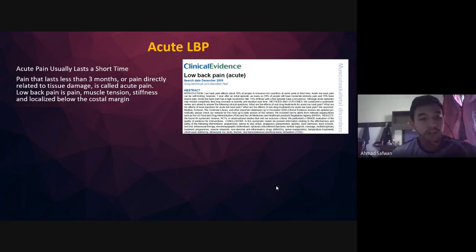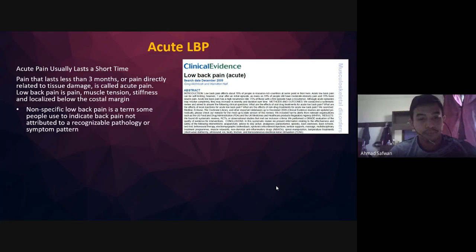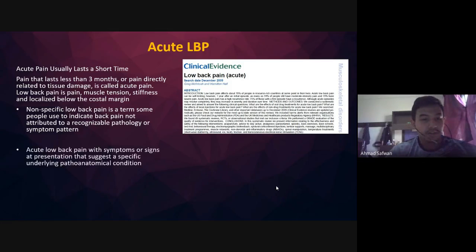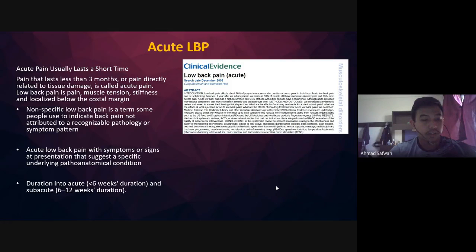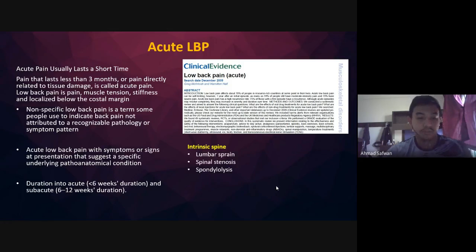Low back pain is pain, muscle tension, and stiffness localized below the costal margin. Non-specific low back pain is a term some people use to indicate back pain not attributable to a recognizable pathology or symptom pattern. Next is acute low back pain with symptoms or signs at presentation that suggest a specific underlying condition. Lastly, the duration of an acute injury is less than 6 weeks, and a subacute injury is within 6 to 20 weeks.